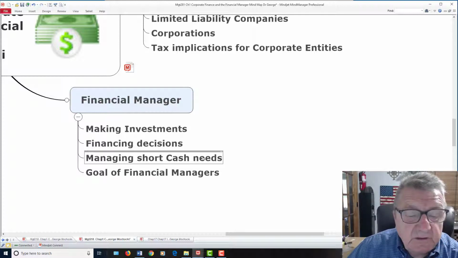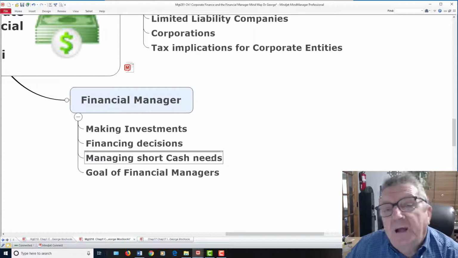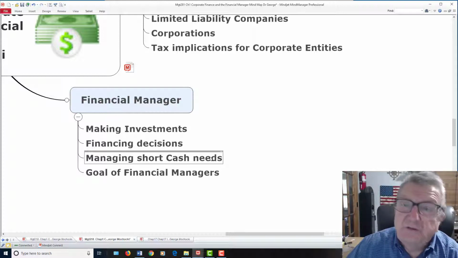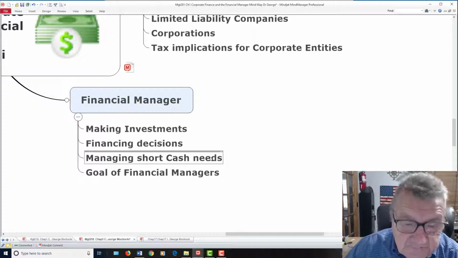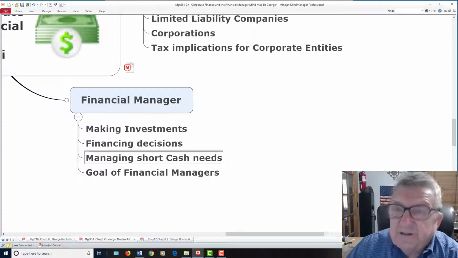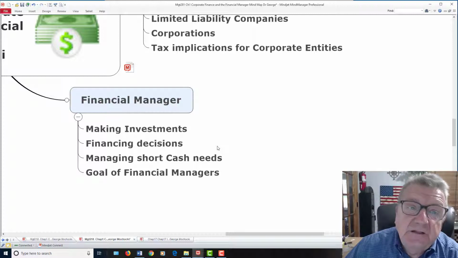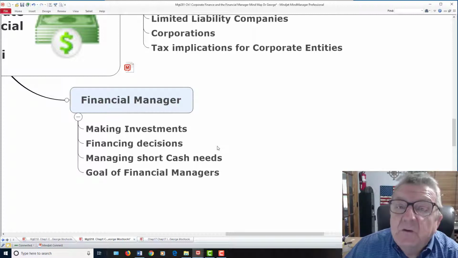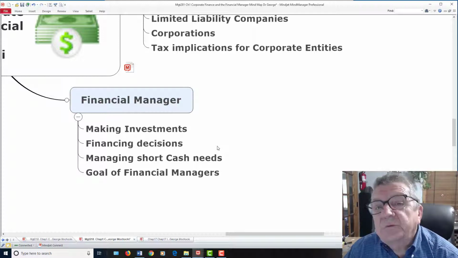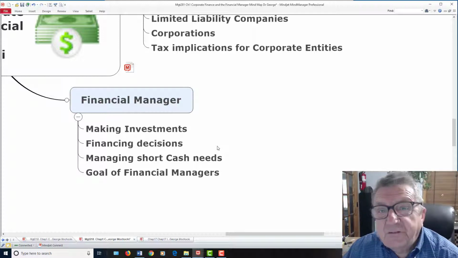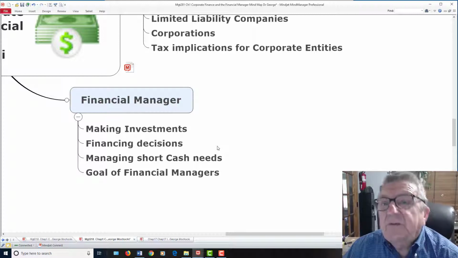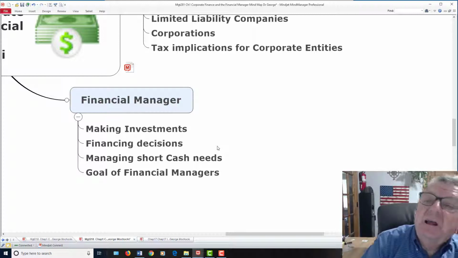Managing short cash needs. I need the cash now, and how do I do it? We learned about factoring, which is basically selling my accounts receivable. That's very liquid. Or I could take a loan out. You're talking about managing cash. Or I could say, if you pay me earlier, I'll give you a 10% discount, knowing that my interest rate on the loan would have been 16%. So they give me the cash here, I don't have to take out a loan, I'm saving 6%, and I have the cash money.